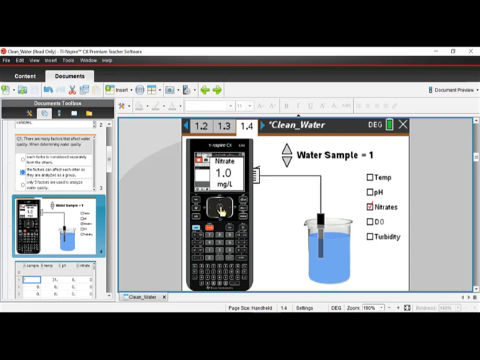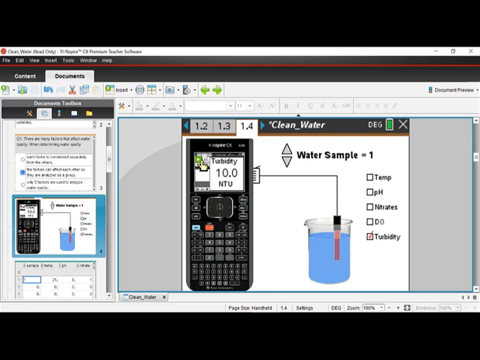One milligram per liter, good. Dissolved oxygen, 2 milligrams per liter. And finally, turbidity. Remember, turbidity is basically how cloudy is the water. Looking at a reading of 10 NTUs. Alright, got that one too.